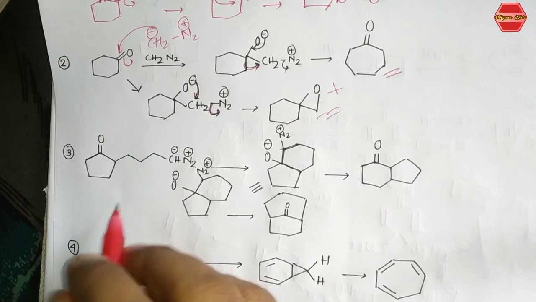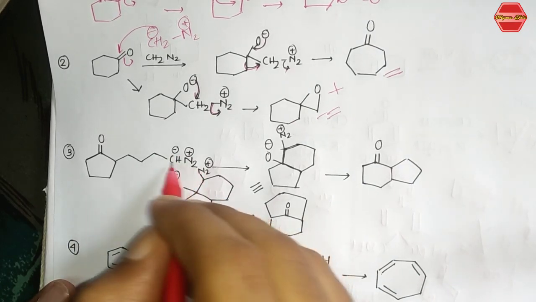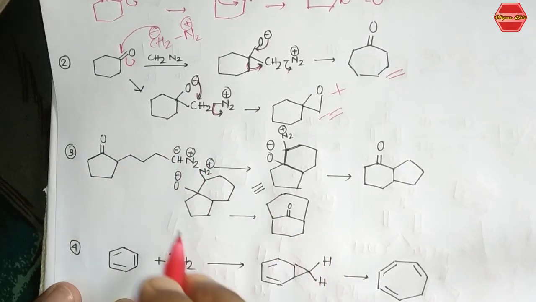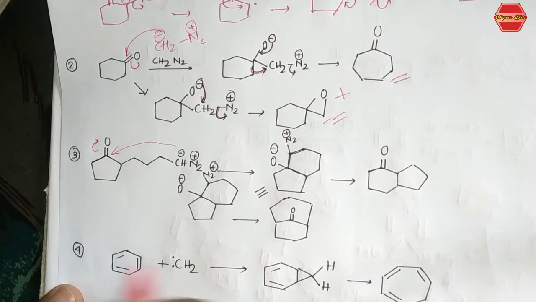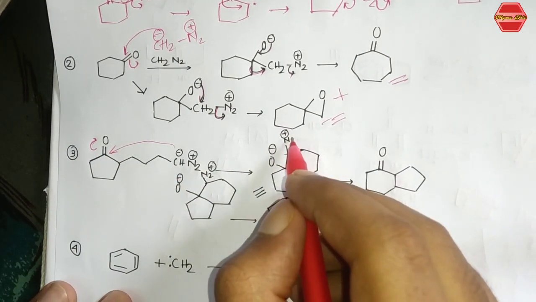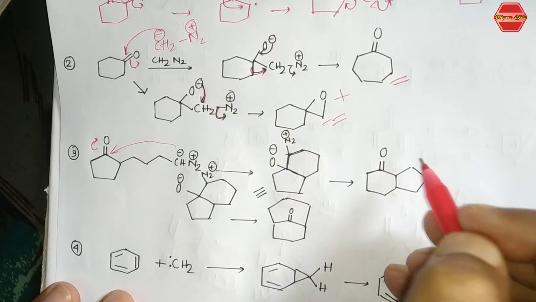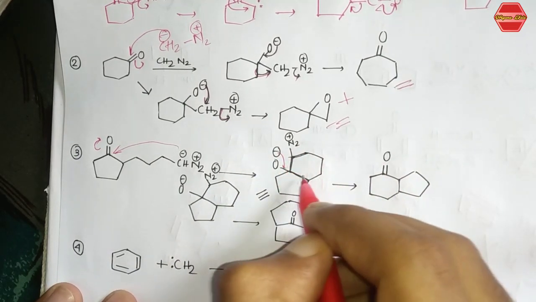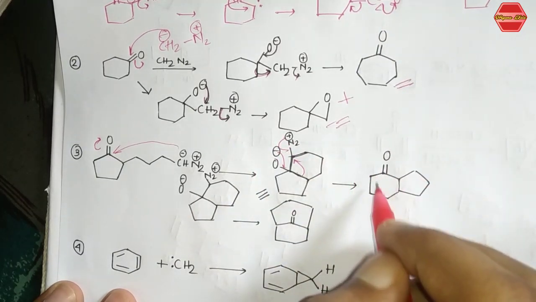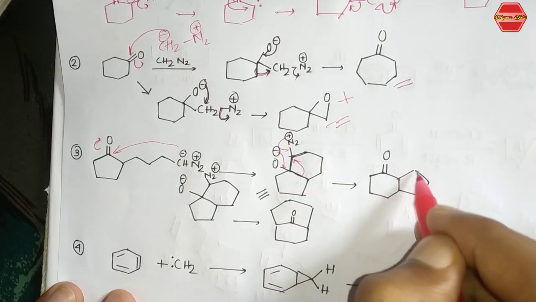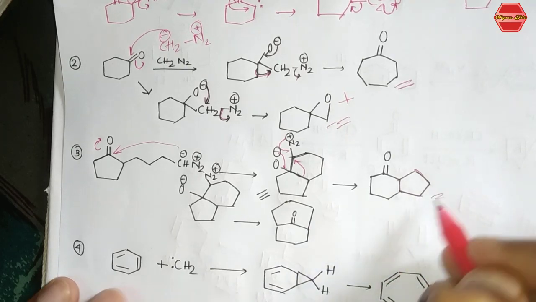Let's come to the next one, that you have given this CH2N2 to this kind of substrate, so it can attack to the center. These bonds go here, is your O minus, and here is your N2 plus, and after that these bonds go here and it will migrate over here, and this N2 will leave, so that you are getting this fused ring, right? So this is the one product.